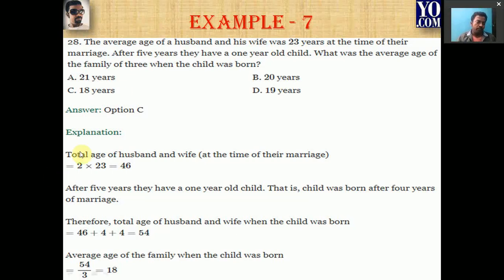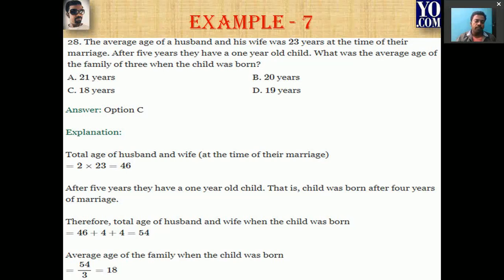Let us calculate. The total age of husband and wife at the time of marriage is 2 into 23, since the average is given as 23, that is equal to 46. After 5 years they have a 1-year-old child, but the child was born 4 years after marriage. Okay, 4 years after marriage.